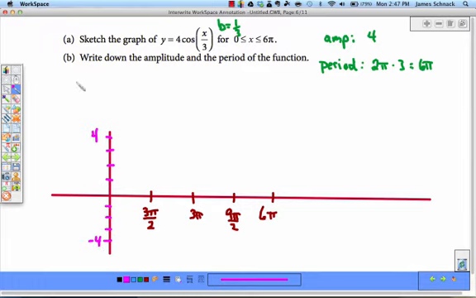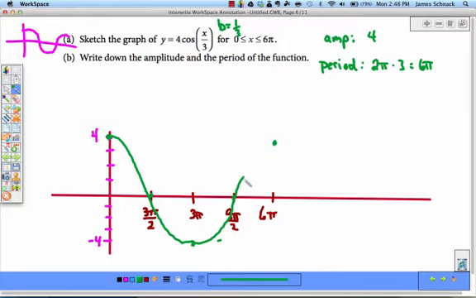And since I'm cosine, remember cosine does one of those. So I'm going to start out at my amplitude. At the end of my cycle, I'll be back at my maximum. Halfway through, I'm at my minimum. And at these other 2 points, I'm at my zeros. And once you know it, I have now graphed it from 0 to 6 pi, just like the problem asked me to. Write down the amplitude and period of the function.